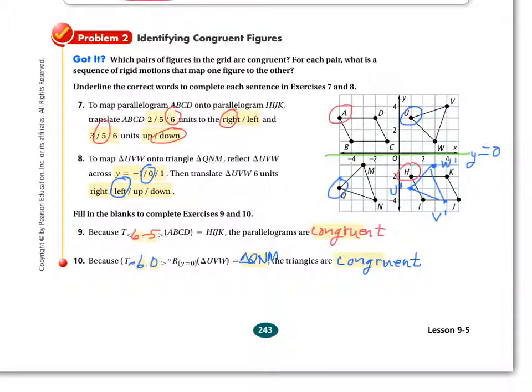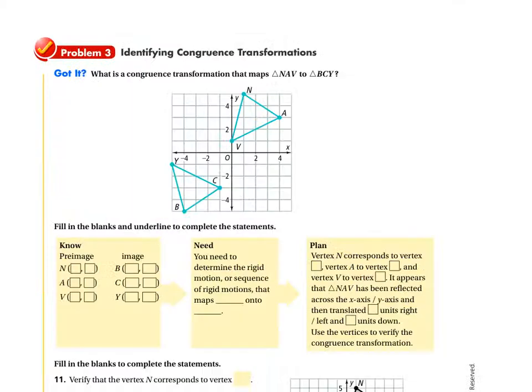Then problem 3. So we're essentially going to ignore a lot of this page, but we're just going to do the work up here. So here you have one triangle that mapped onto another. So they've told you that NAV right here maps to BCY. So this is your pre-image, and then this is your image.